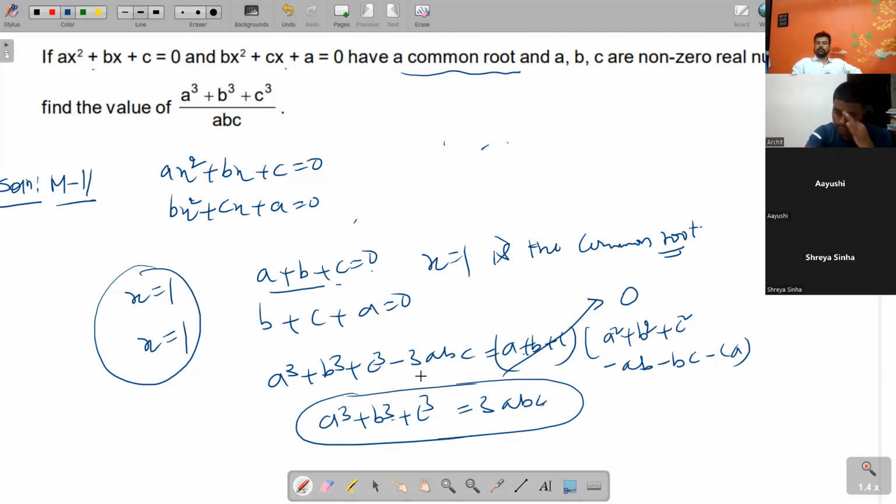Sir, we can also say that if a plus b plus c is equal to 0, then we can substitute a as minus c minus b. Why do you want to complicate this?